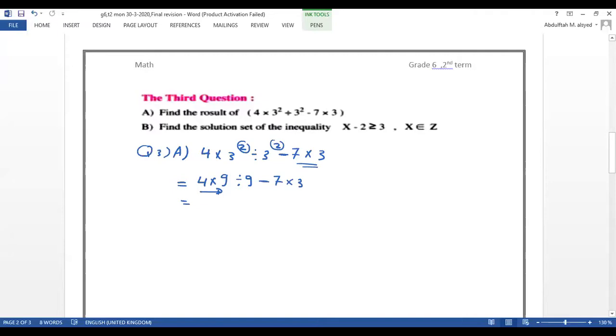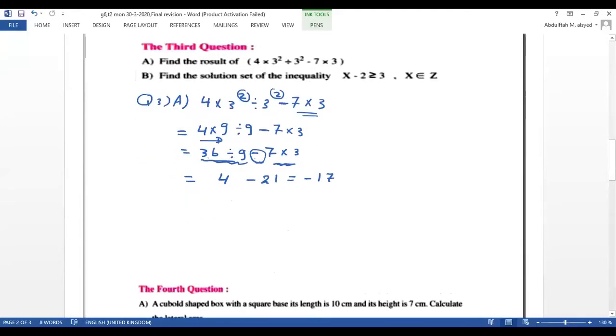4 times 9 is 36, divided by 9, minus 7 times 3. You have to divide first and then multiply, and then the minus is put as it is. So 36 divided by 9 is 4, minus 7 times 3 is 21. 4 minus 21 is negative 17.